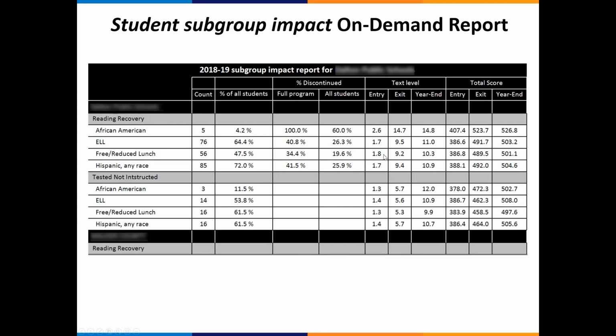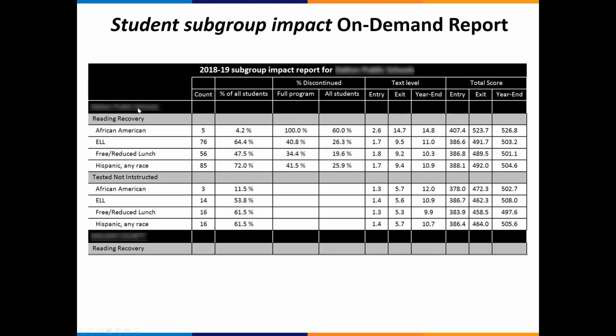So we're publishing a new on-demand report on the IDEC website. It's called our Student Subgroup Impact On-Demand Report. And basically what you have here is a report that reports some information by school district. The school district names are blurred out in this example, but there's a school district name here. It's the black rows that denote the start of a school district. And the name of your site is at the top up here. It's just blurred out here on this example.